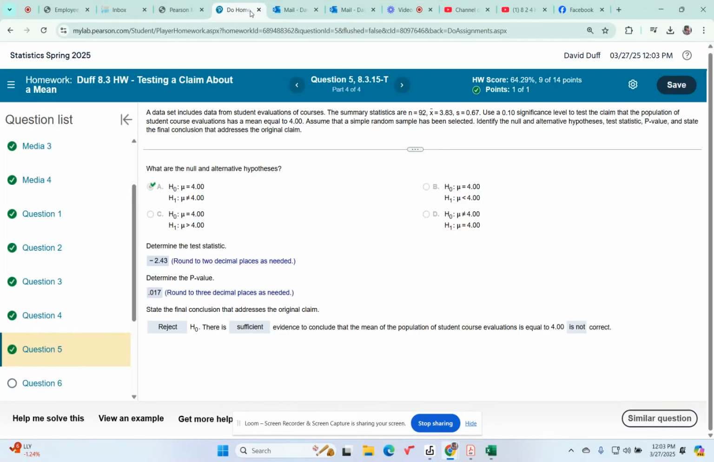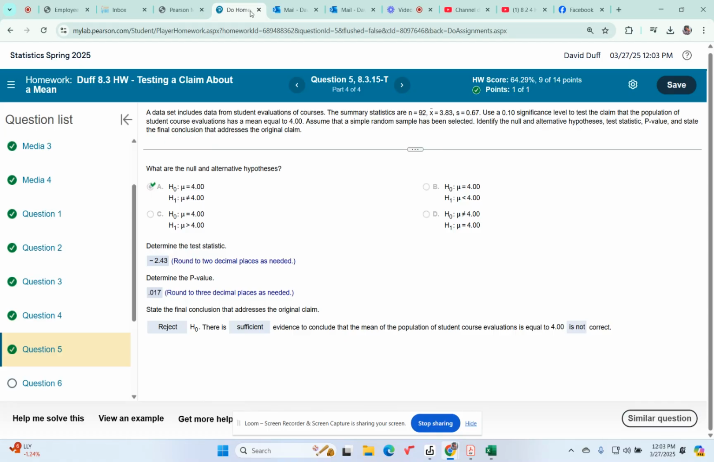All right. So we're going to take a look at section 8.3, question number 5. First of all, let's talk about the difference between section 8.2 and 8.3. In 8.2, we're looking at proportions. In 8.3, we're looking at means.